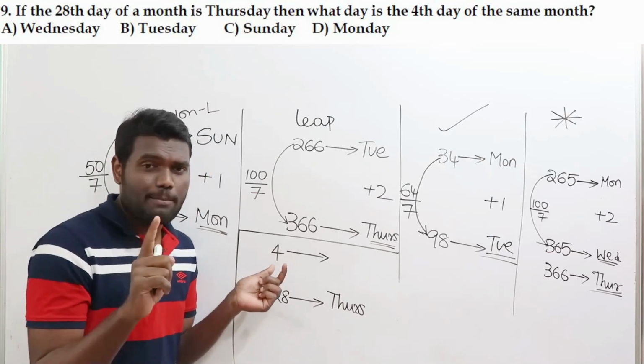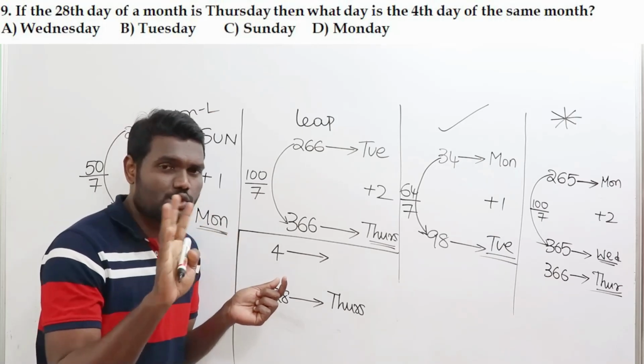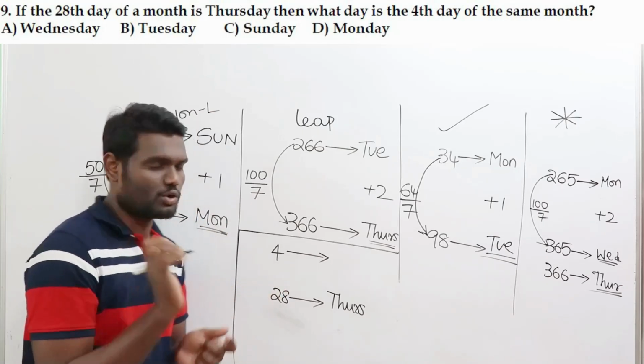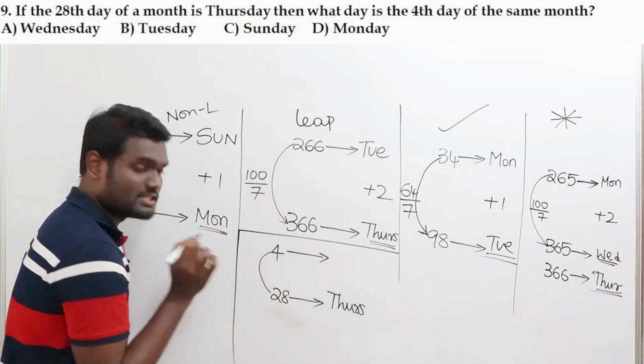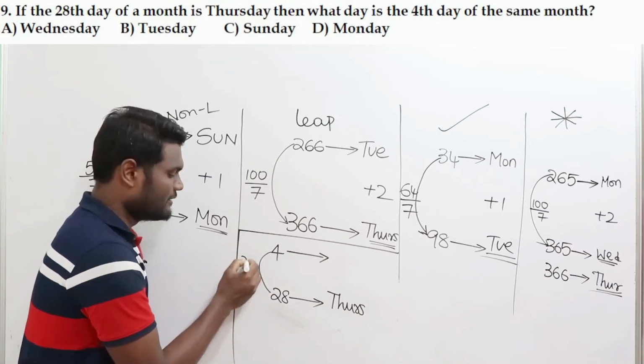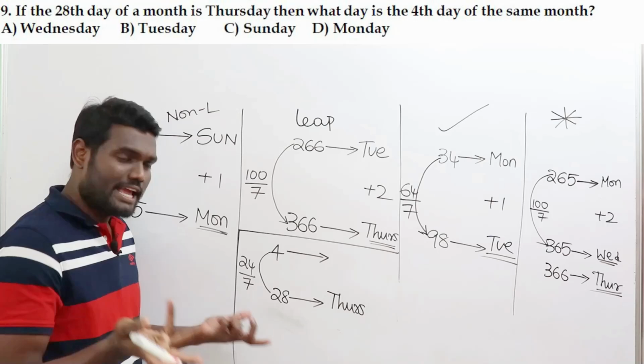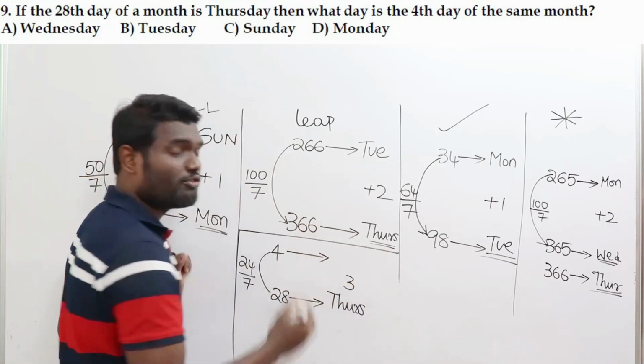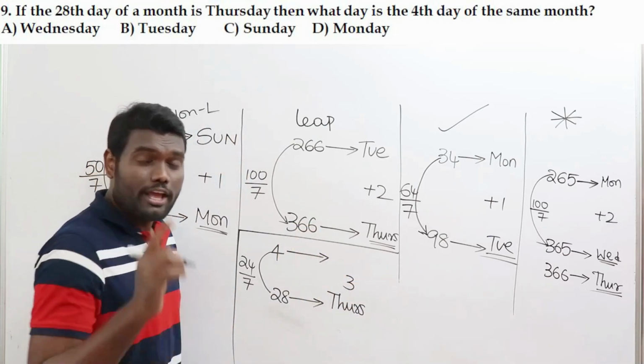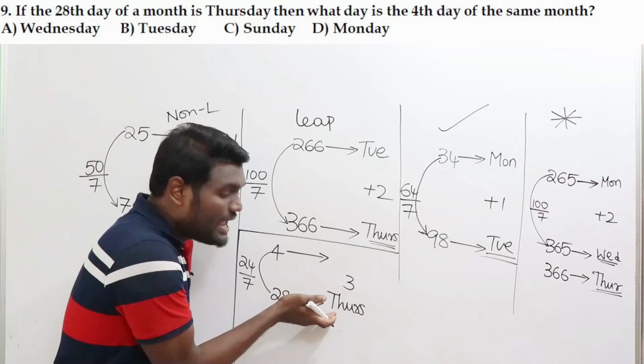The concept is the same, whether it is forward or backward, it's not a problem. Just take the difference. 4 and 28, the difference will be 24. In 24 days, we have the number of odd days as 3. Now, if you look here, this is like going back.